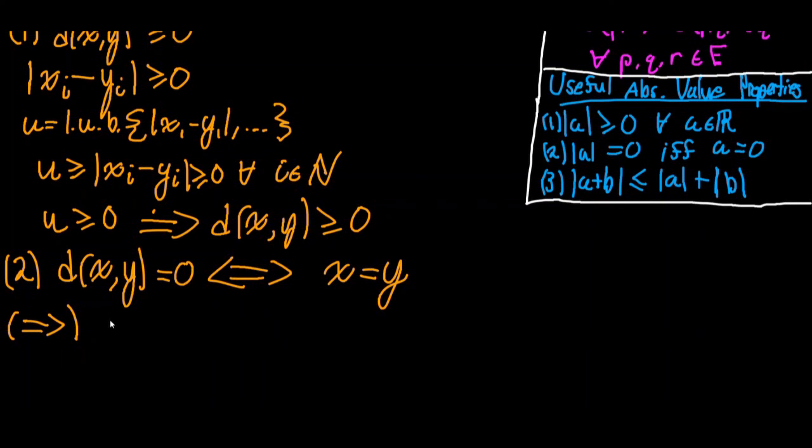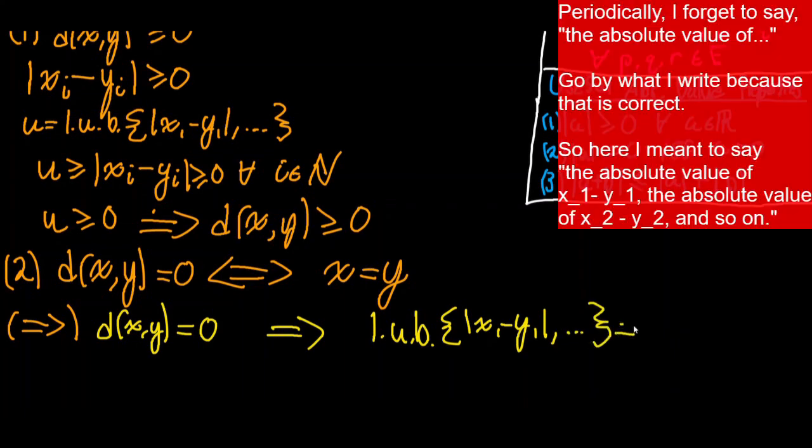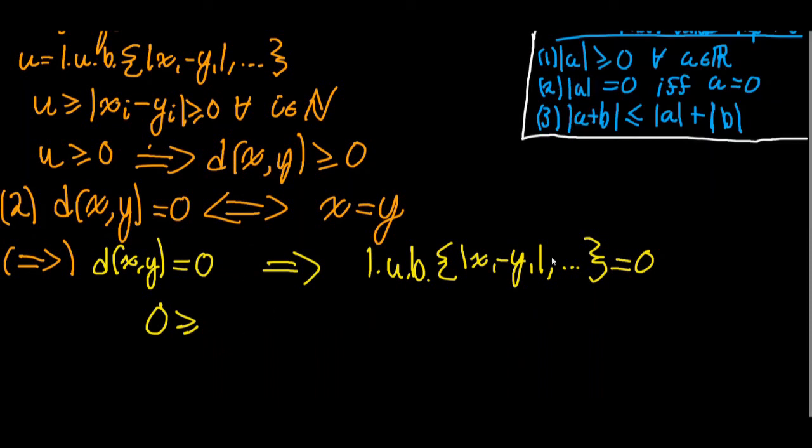So let's do that. So let's first suppose that d(x, y) is equal to 0. Well, that implies that the least upper bound, by how we define this distance metric, the least upper bound of |x1 - y1|, |x2 - y2|, and so on, is equal to 0. And by definition of least upper bound, that means that 0, since that's the least upper bound of this set, is greater than or equal to, by definition of an upper bound, any arbitrary element in the set.